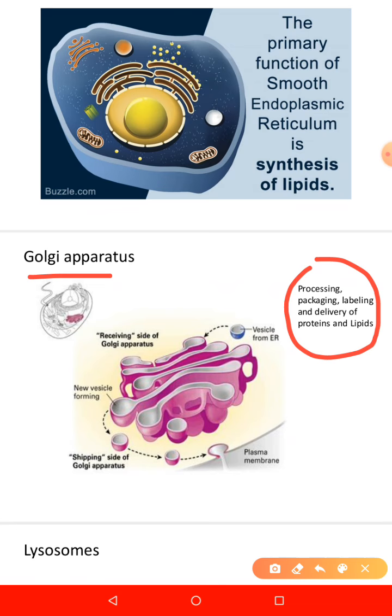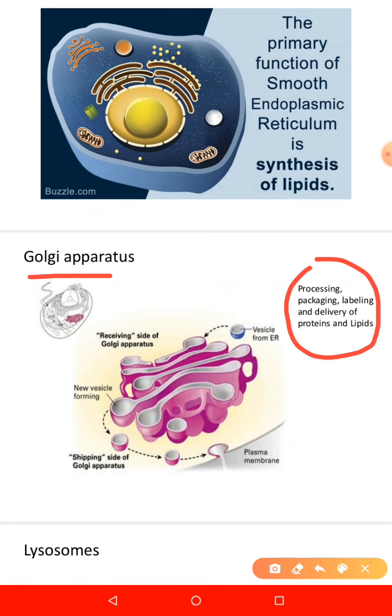What do we mean when we say packaging? Once the substances are processed, materials are packed in the form of secretory granules, secretory vesicles, and lysosomes, which are transported either out of the cell or to another part of the cell. Just like the post office, it sorts out letters and delivers them to different parts, either within the country or outside the country. So even this Golgi apparatus, that's what it does.